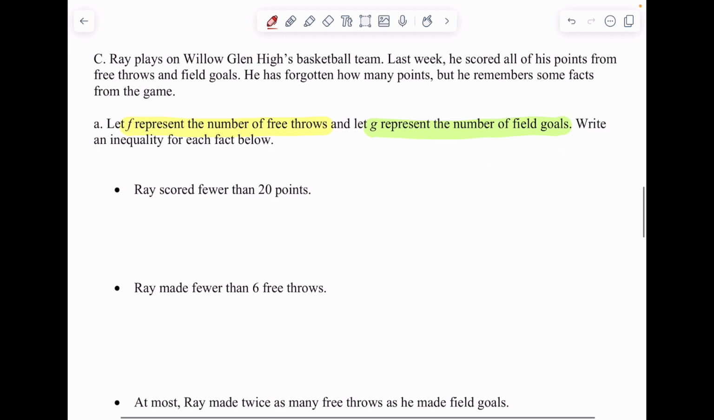So it says that Ray scored fewer than 20 points. For those that don't know basketball very well, each free throw is only 1 point. So for every free throw, F, he makes 1 point. And then for every field goal, you get 2 points. So he gets 2 points for every field goal, 2G. And because he scored fewer than 20 points, we make the sign face towards the 20 because that's at most the amount of points that he made. So that's my first inequality.